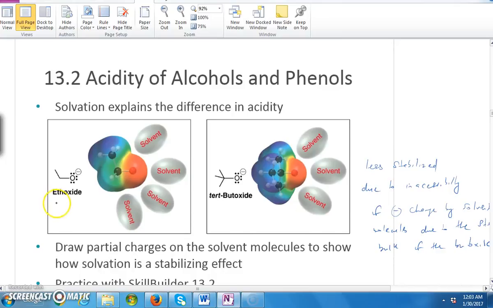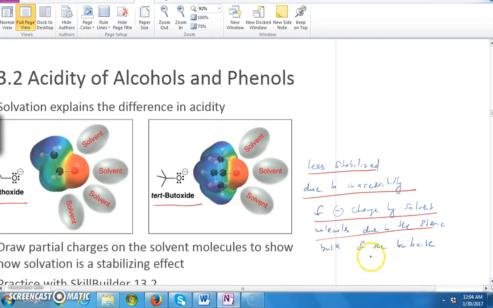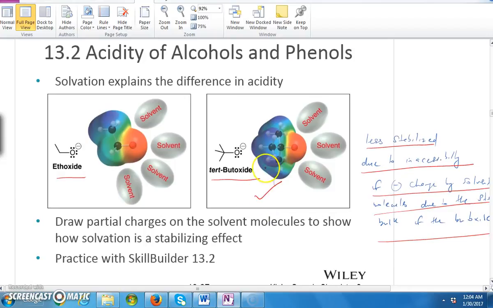If you look at the alkoxide here and tertiary butoxide, you can see that this is less stable due to the inaccessibility of the negative charge by the solvent molecules due to the steric bulk of the butoxide. So there's a significant steric bulk here, making it impossible for the solvents to stabilize the negative charge. But here you can see that there is better accessibility because there is a lack of steric bulk. So that's why the alkoxide is way more stable than the tertiary butoxide.